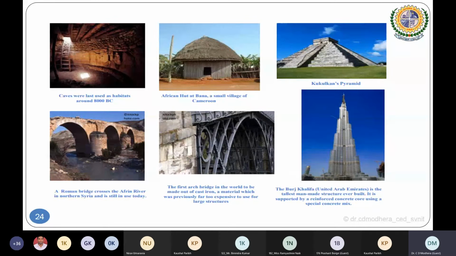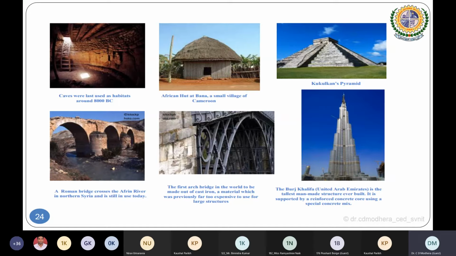These are the various pictures, you can just visualize and see. The first is caves, where last used as habitat around 8,000 BC. Remember, the African hut at Bana, a small village in Cameroon. Then Kukulkan's pyramid. So it is a pyramid, Egypt. The Roman bridge is also shown.